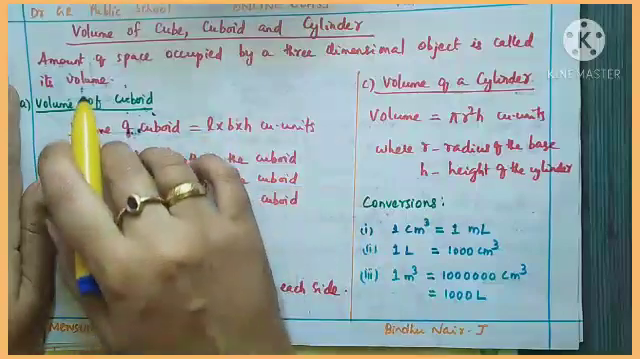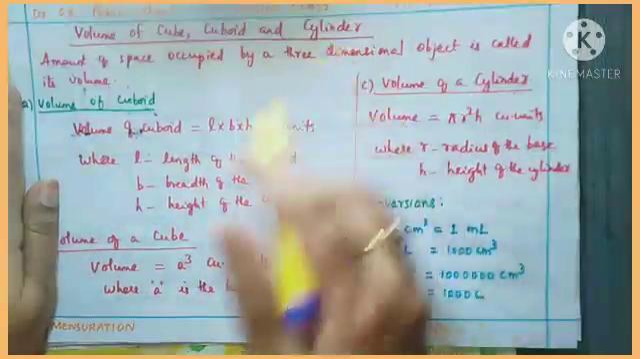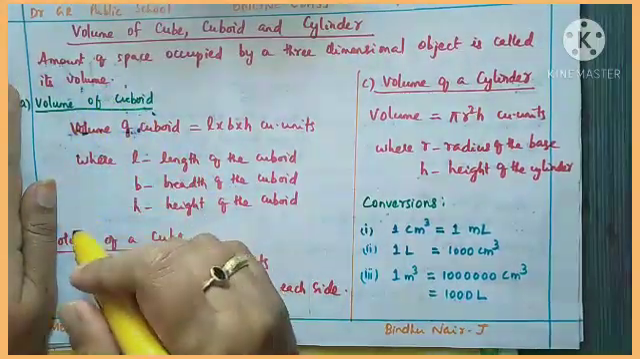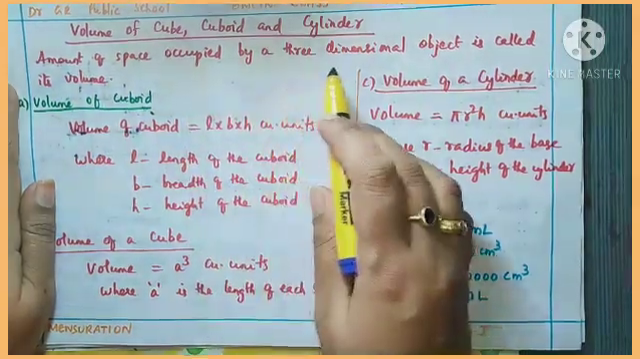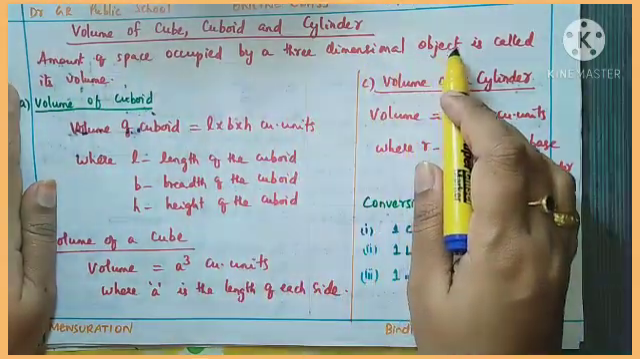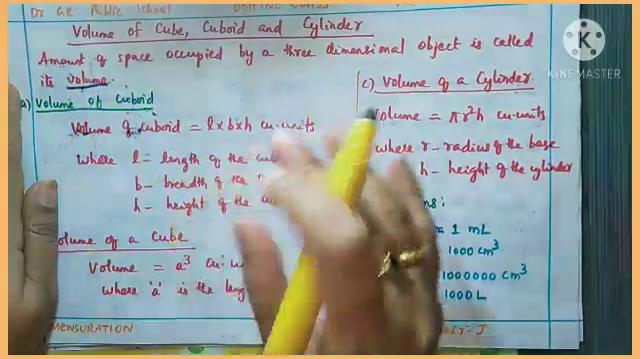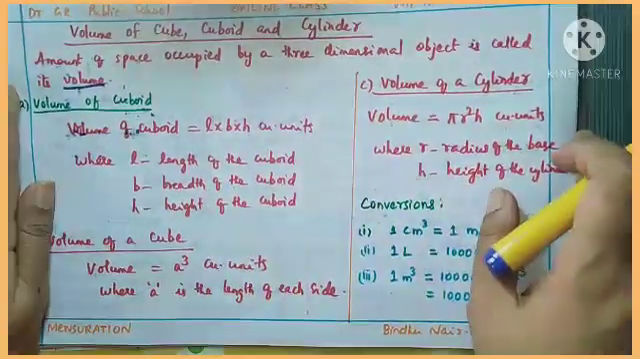So here we are going to study volume of cube, cuboid and cylinder. What is a volume? In earlier classes also you have learned what is a volume. Amount of space occupied by a three-dimensional object is called its volume. Okay, so the space occupied by a 3D shape is called volume of the object.